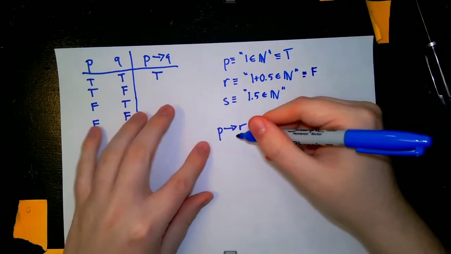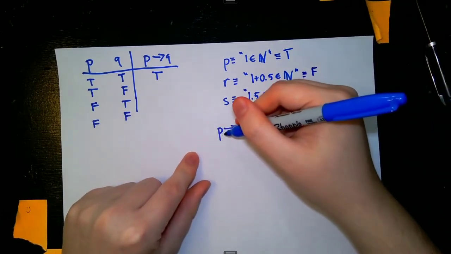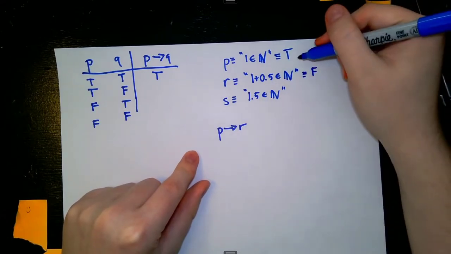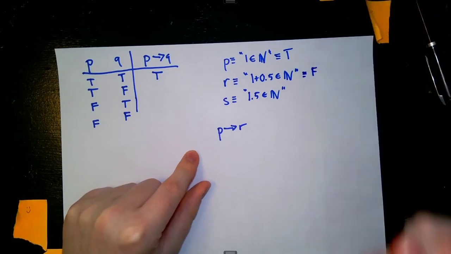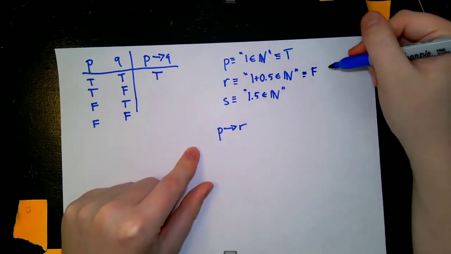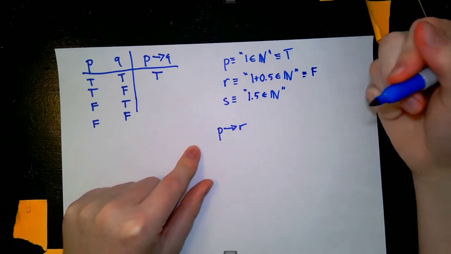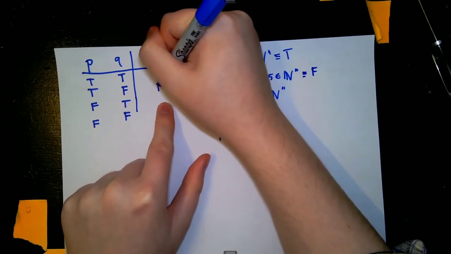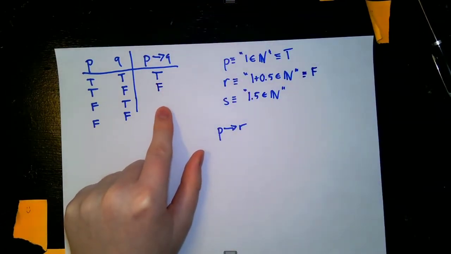Now down here, we're saying if P is a true statement, then R is a true statement. And we have that P is a true statement. So if our promise is correct, then we would expect R to be a true statement. But in this case, R is a false statement. So we have violated our promise. Therefore, this is going to be a false statement as well.